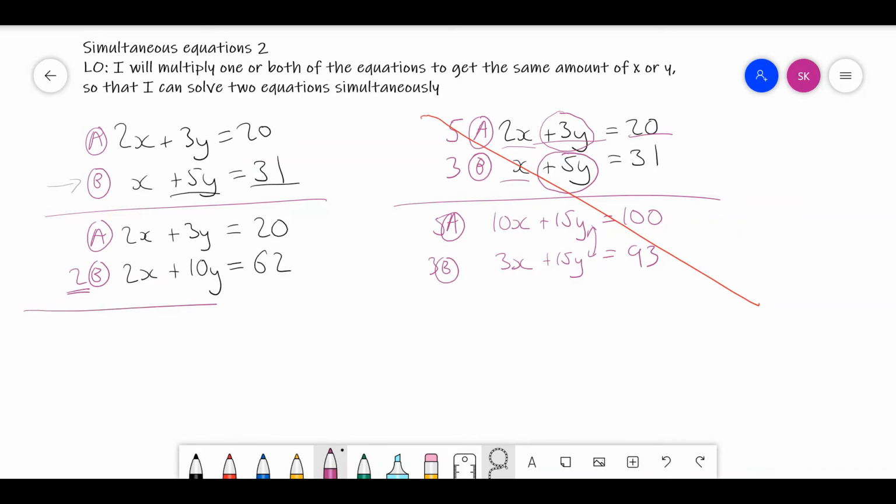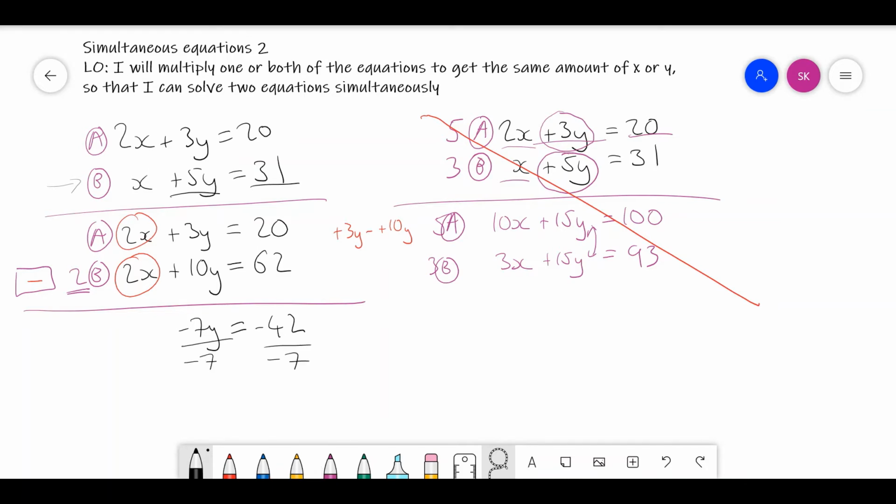Let's go back to my purple strategy. So I'm going to eliminate the 2x's. How do I eliminate positive 2x and positive 2x? Well, I take them away from each other. I then have positive 3y take away positive 10y, and that's the same as 3y minus 10y, which is negative 7y. And 20 minus 62 is negative 42. Divide both sides by negative 7, and we get y equal to 6.